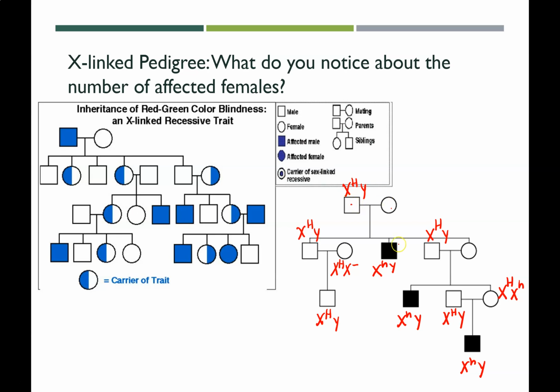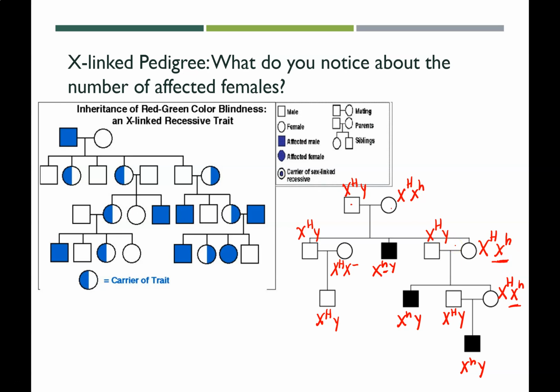All right, so let's look. This individual had to get this allele from his mother. She's not affected, so that makes her heterozygous. This male here is affected. That means he had to get that allele from his mother who was a carrier. This individual here had to get the allele from his mother, who was an affected carrier. That means that she probably got this allele from her mother. So she probably got the recessive allele from her mother and the dominant allele from her father.